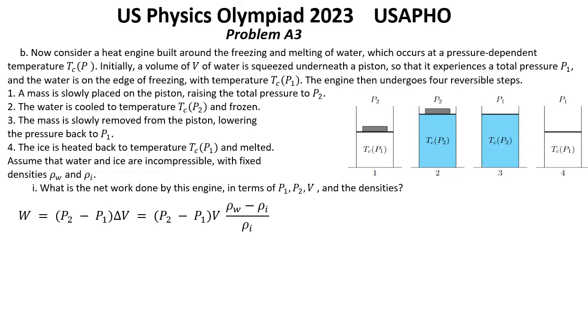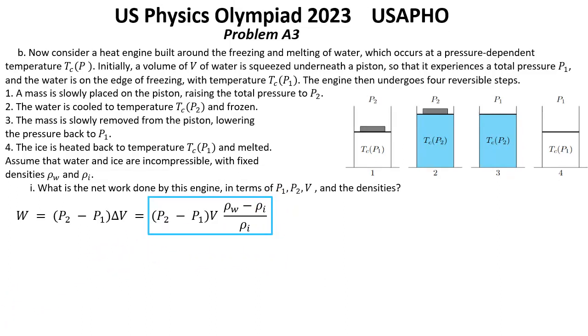the pressure difference, which is P2 minus P1, multiplied by delta V. So that's process 2 and 4. So using the expression for delta V through V, rho W and rho I, we can get this expression for work. That was the solution for the first question from part B.